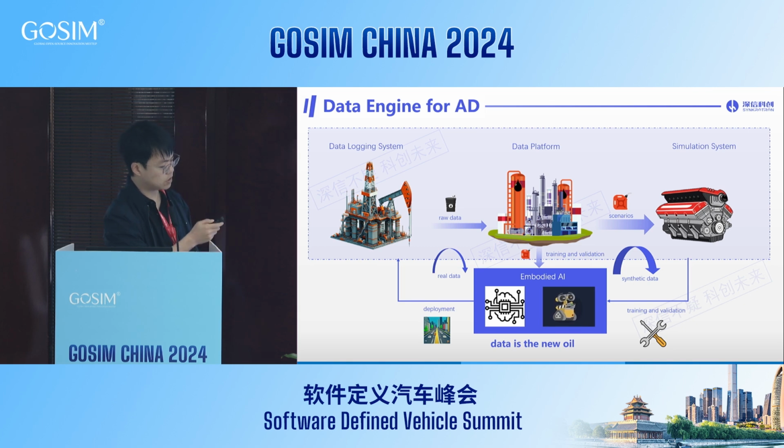So here you can see there are actually two types of loops. One is the first loop, based on real data. You collect the real data from the real-world operation or testing fleet, and then you do some labeling on the data platform.